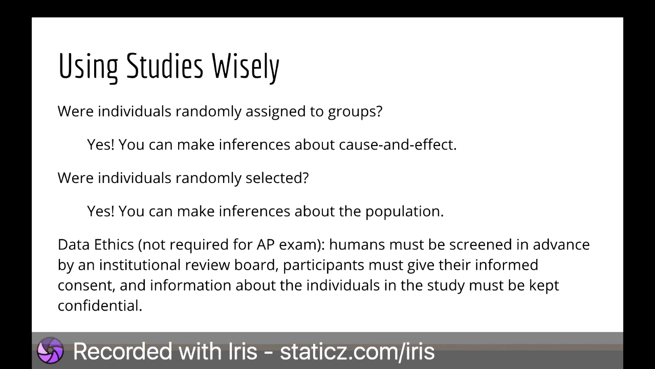Aside from asking these essential questions, you should also make sure that you follow data ethics, which is not required for the AP exam, but keep in mind, human subjects should be screened in advance and should provide informed consent about what they will be doing during the study and what the study will try to research.